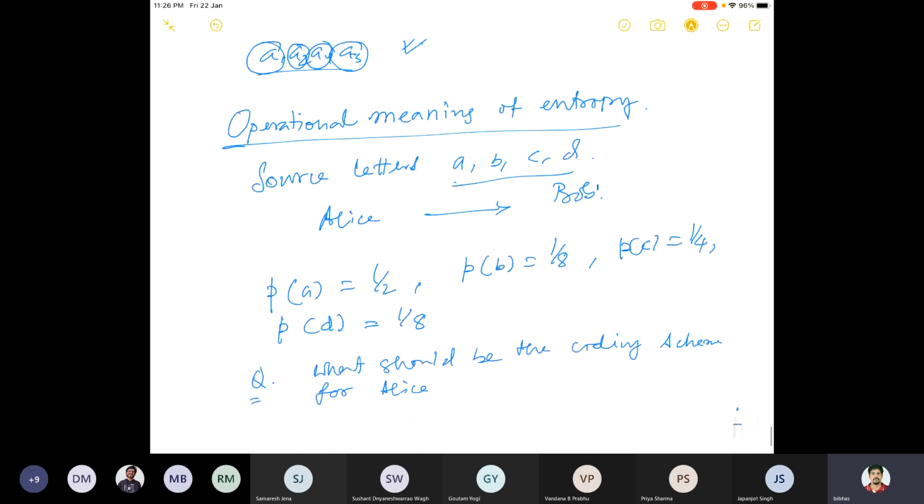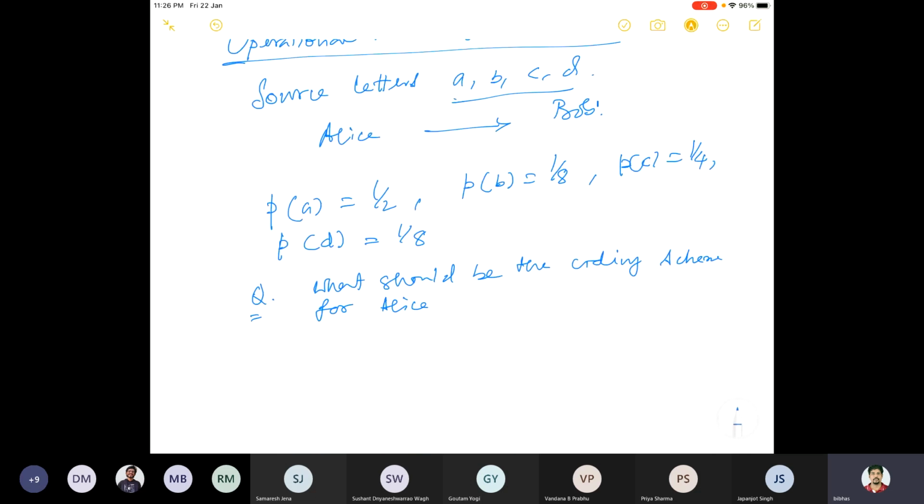But let us say, how does Alice decide the coding scheme for the letters A, B, C, D? This is the question. Now, let us assume that Alice decides like this. Let's say A equal to 00, and B equal to 01. Then C equal to 10, and let's say D equal to 11. So these are, let's say, the code words for all these letters.